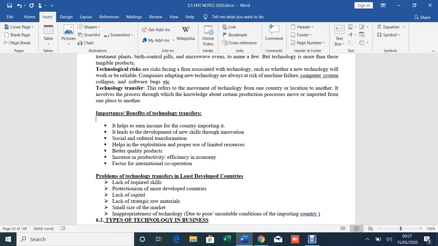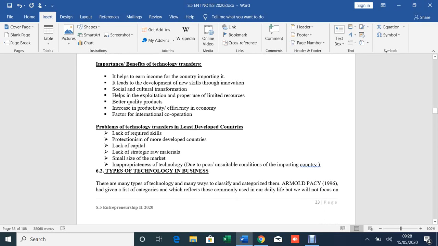You have to improve our technology to transfer our culture. It helps in the exploitation of different limited resources. It helps you make better quality products, because when you want to transfer, to imitate, and to make new things, you need to improve your level of innovation by using technology.